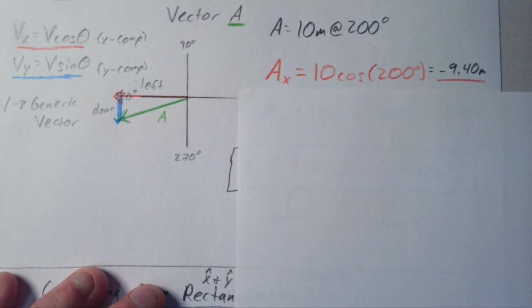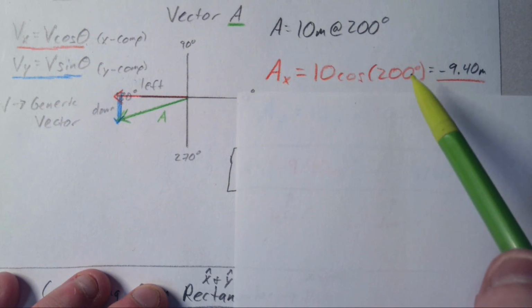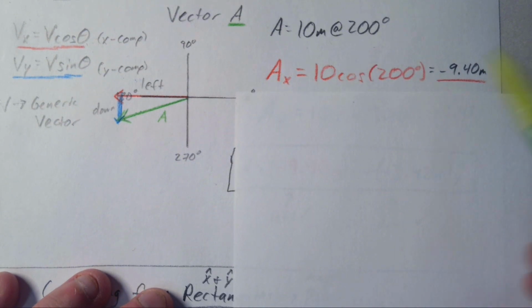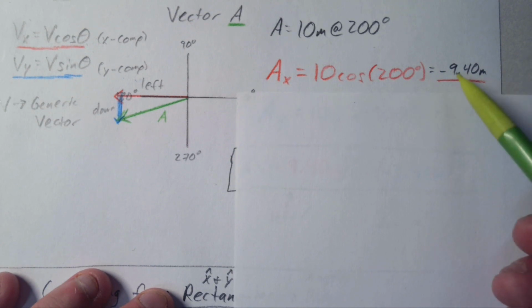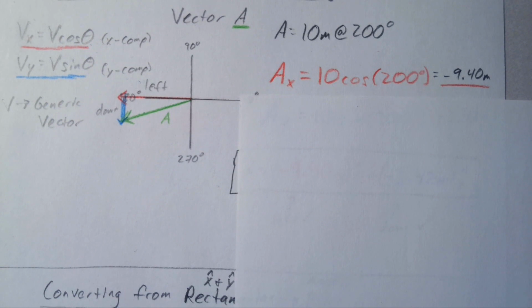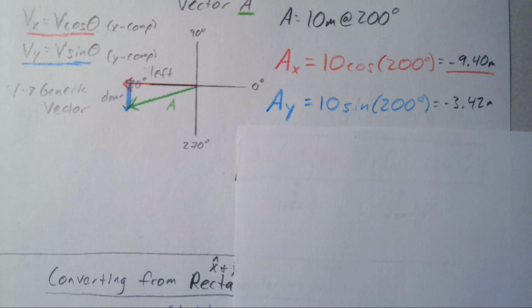So when we do A of x, once again, this is the magnitude, this is direction. 10 cosine 200, I get negative 9.40 meters. That makes sense because this is negative, which means it's left, and that is left. Then also I did this one: this is 10 sine of 200, color coded. I solved for that one, and that one also is negative, meaning that in the y direction it's down, so that makes sense.